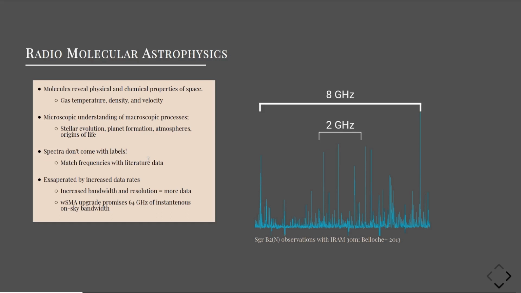In many cases, the frequencies may not even be identifiable, because we simply do not have the data for that particular molecule. As one of the worst case scenarios that we know, to illustrate, this spectrum shows a portion of the Sagittarius B2 North observations with the IRAM 30 meter telescope, and overlaid are standard frequency windows that we may get from routine observations. These are single observation chunks.